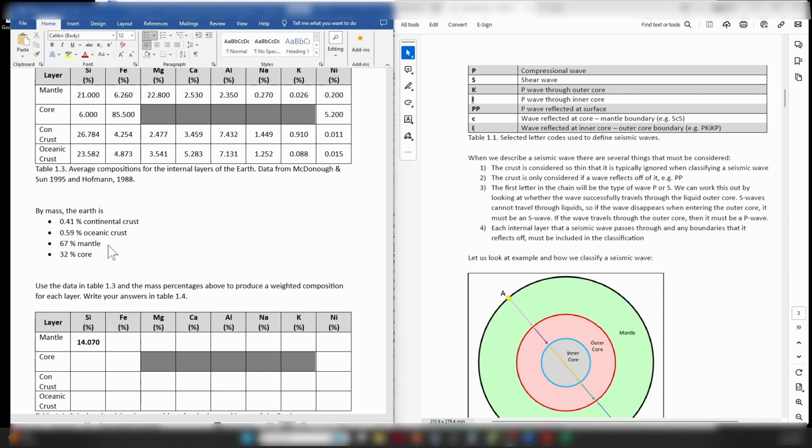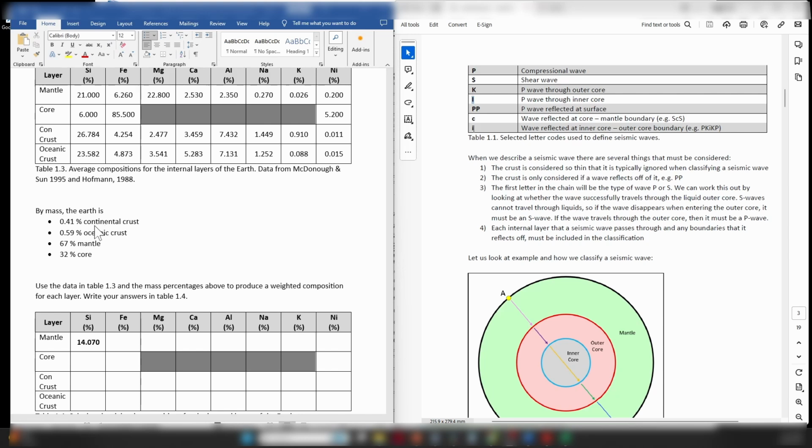In terms of the mantle, well, the mantle is the thickest layer in the Earth's interior. It's therefore unsurprising that it represents about 67% of the Earth's total mass. And then we have the oceanic crust and the continental crust. The oceanic crust is about 0.6%, and the continental crust is about 0.4%.